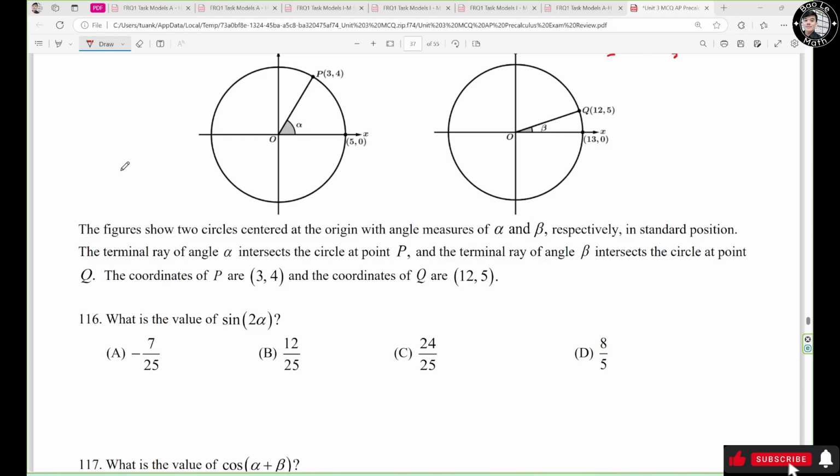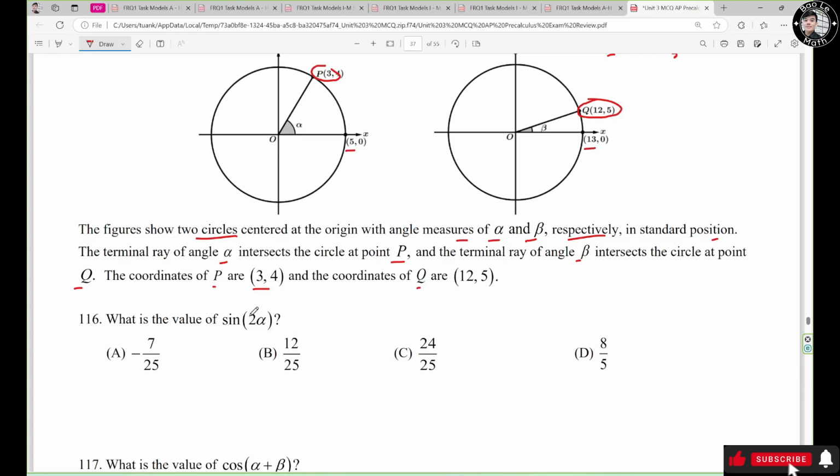Now let's move on to the next question. The figures show two circles centered at the origin with angle measures of alpha and beta, respectively, in standard position. The terminal ray of the angle alpha intersects the circle at point P. The terminal ray of the angle beta intersects the circle at point Q. The coordinates of point P are 3, 4, right here, and the coordinates of point Q are 12 and 5, right here. Don't forget the radius right here is 13, and the radius right here is 5.